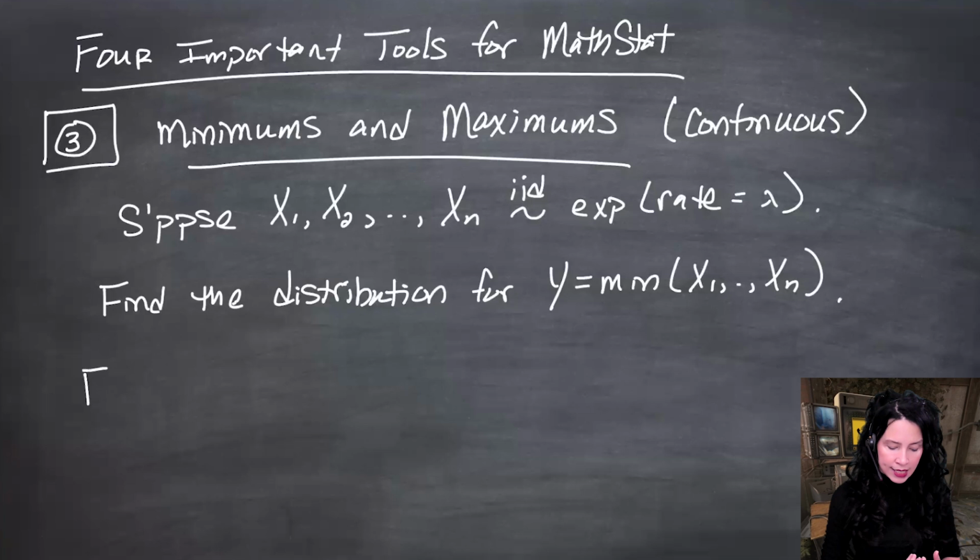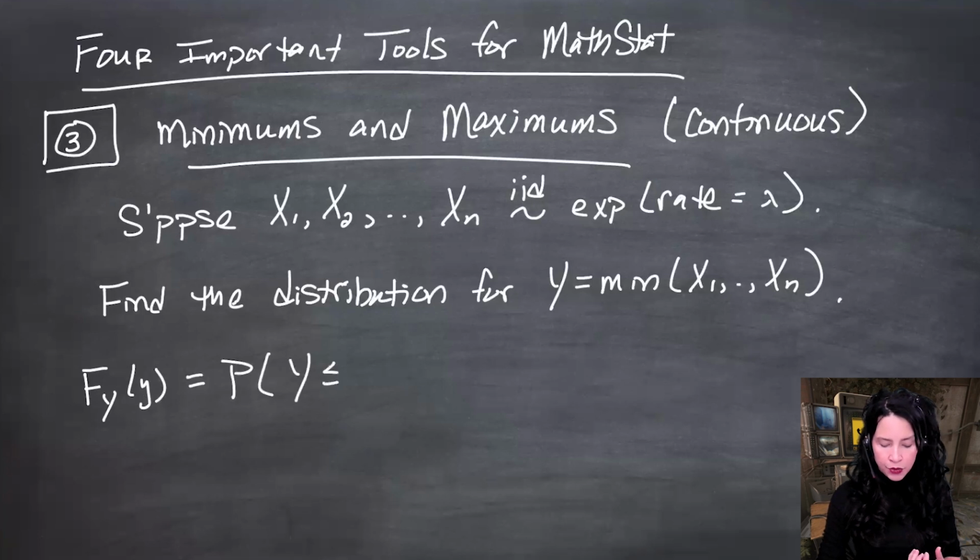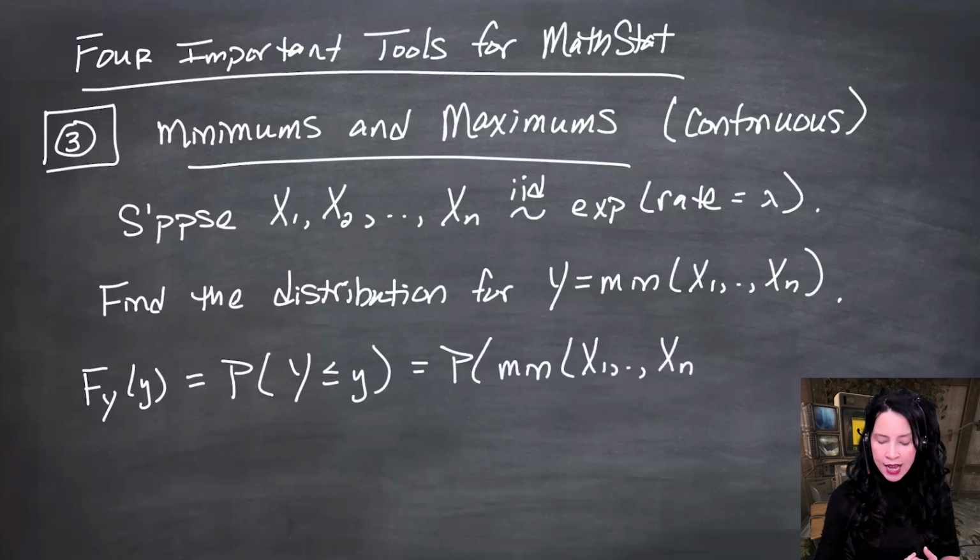I'm going to look at the CDF for y. This is the probability that y is less than or equal to little y. And all I know about y is that it is the minimum of x1 out through xn, and that has to be less than or equal to y.